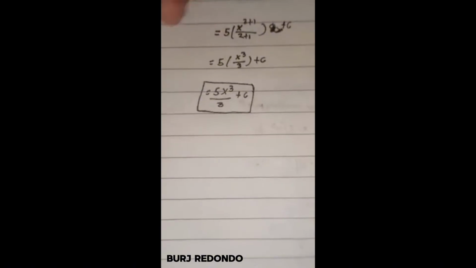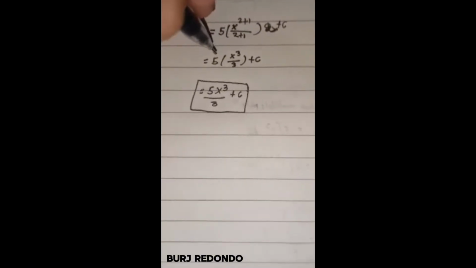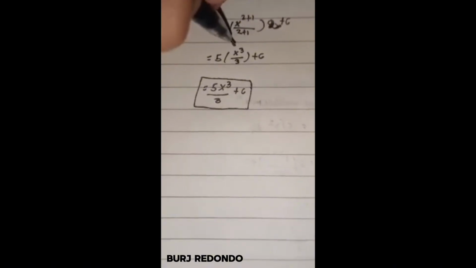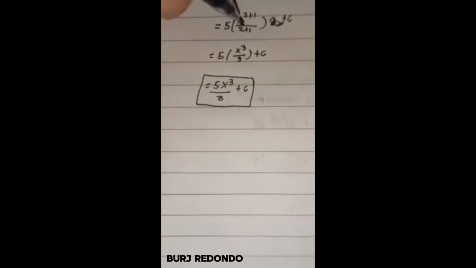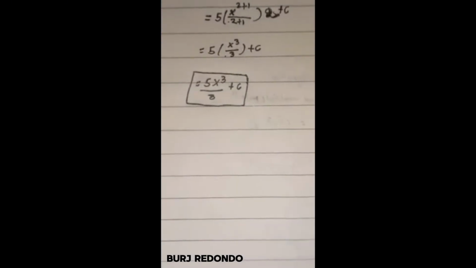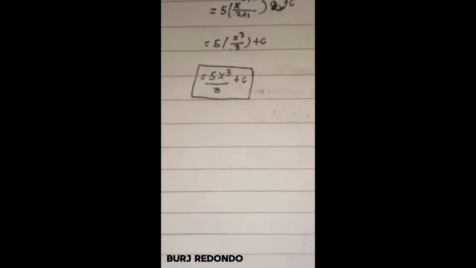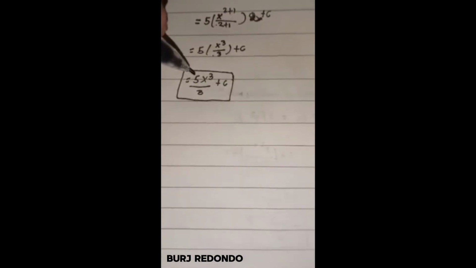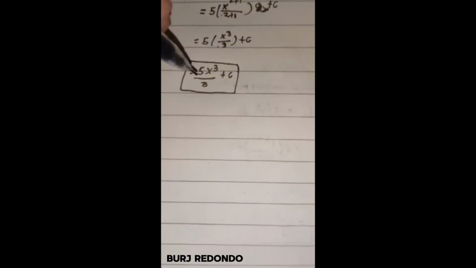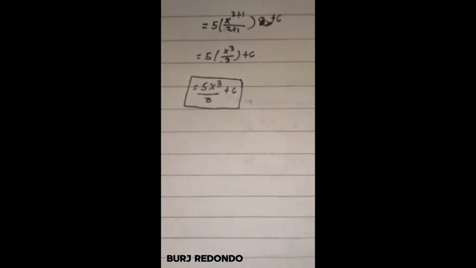And after that is 5 and 2 plus 1 is 3 and another, so 3 again, making it x cubed over 3 plus c. And we simplified, so 5x cubed over 3 plus c. And that is our second example.